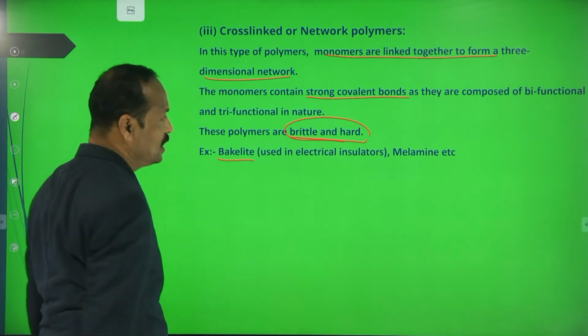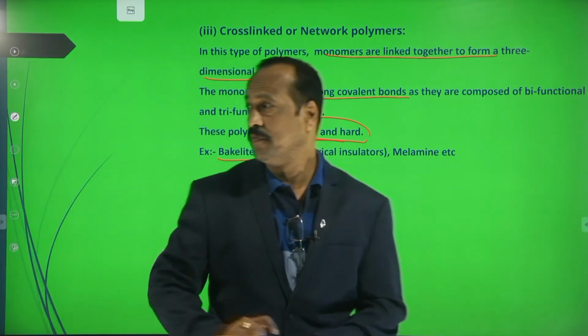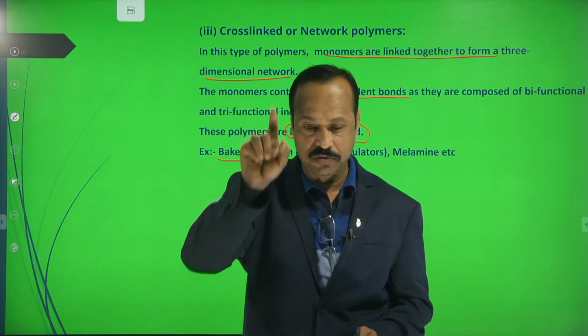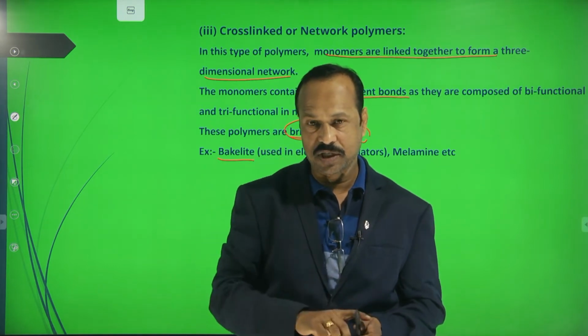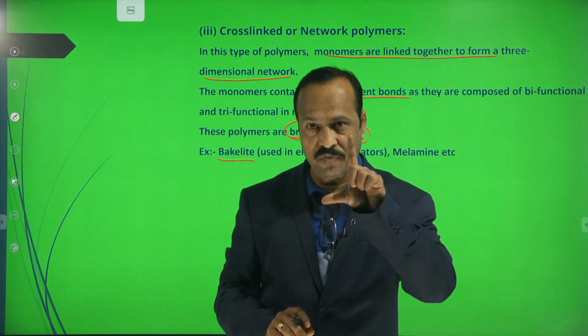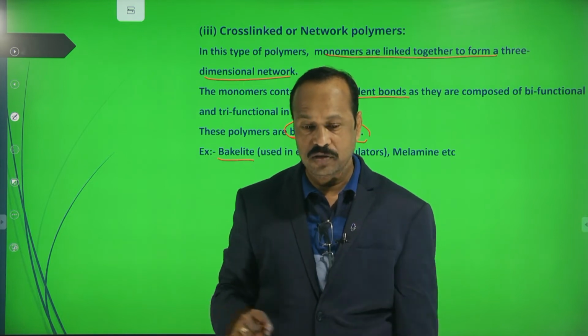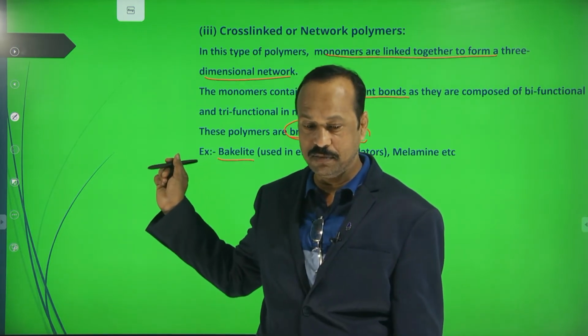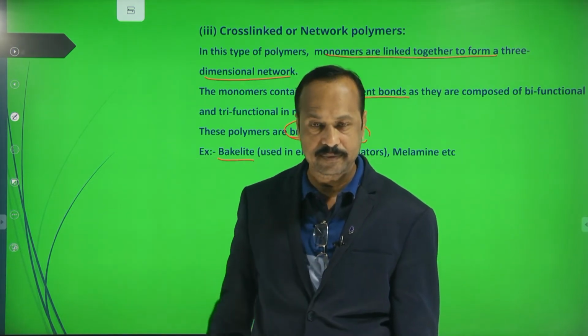Example is bakelite. Bakelite is nothing but, in your household, the switches will be there, no? So the strong switches we are using for the electric board, those switches are made up of this bakelite. Is this clear to you?